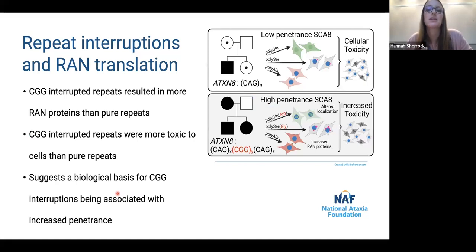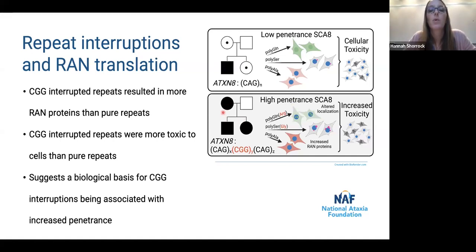And so we're going to talk about these repeat proteins again. And so what we found was that these CGG interrupted repeats actually resulted in more RAN proteins than pure repeats did. So if we take a pedigree here, so this is a family where we have one affected individual, but 3 people who carry a pure CAG repeat expansion. Now, this pure CAG repeat expansion encodes for the polyglutamine, polyserine, and polyalanine proteins that I've mentioned previously. And this leads to a certain amount of cellular toxicity or cell death.